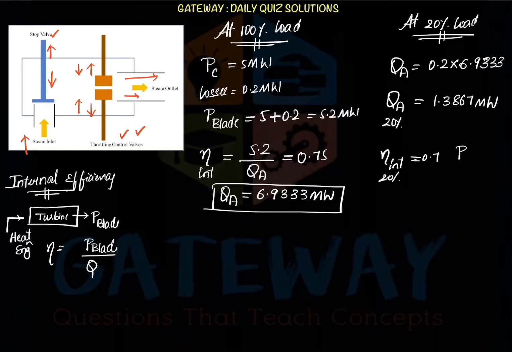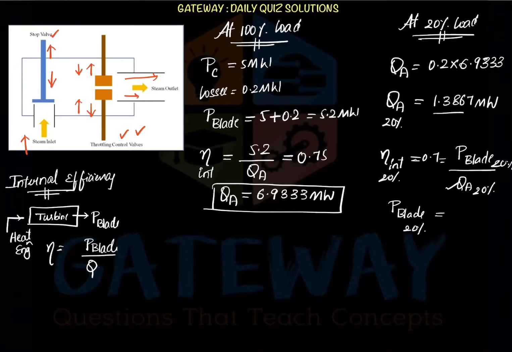And also, again at 20% load, the internal efficiency was given in the question as 0.7, and that is nothing but equal to P blade, the power produced at the blade at 20% load, upon the heat added at 20% load. The 20% load heat added was already obtained from here. Then from that we'll get the value of P blade at 20%, and that comes out to be 0.7 into 1.3867, and that is 0.97067 megawatts. That is the P blade at 20%.